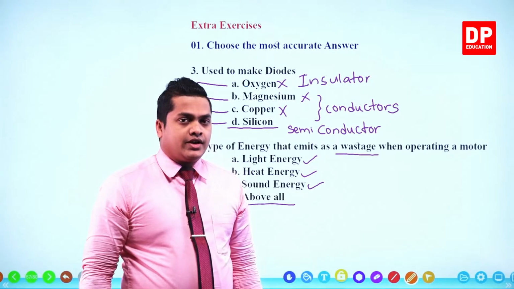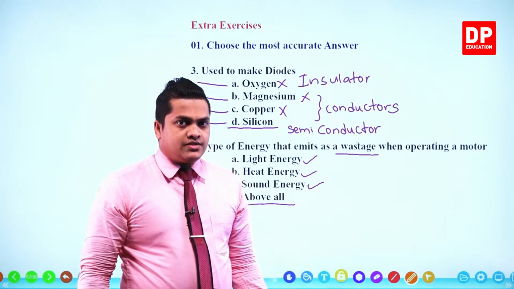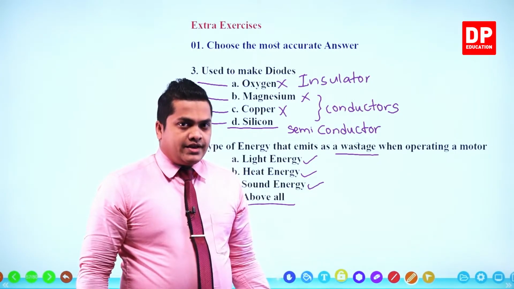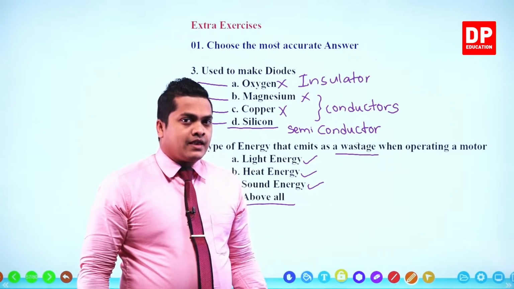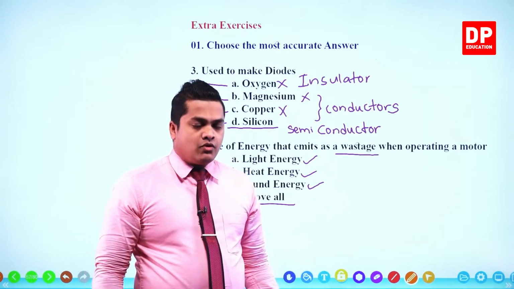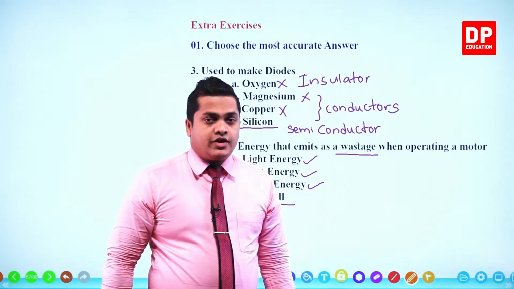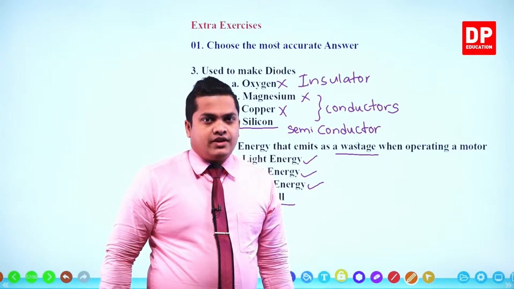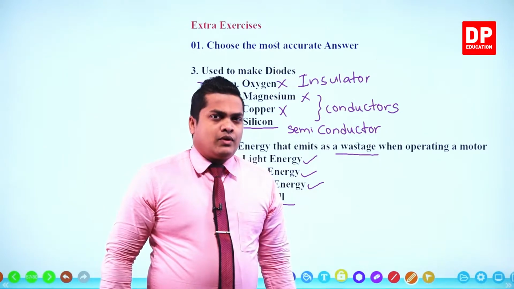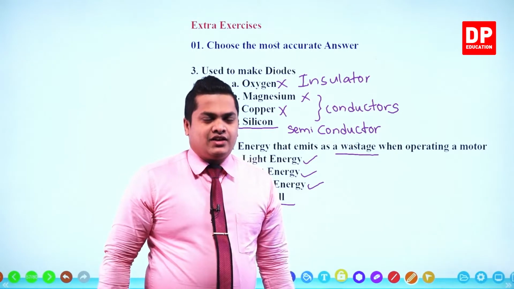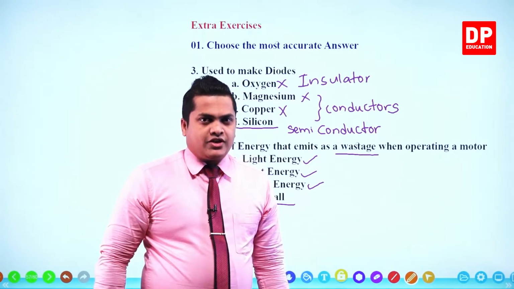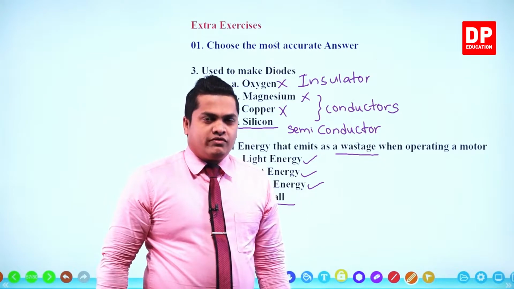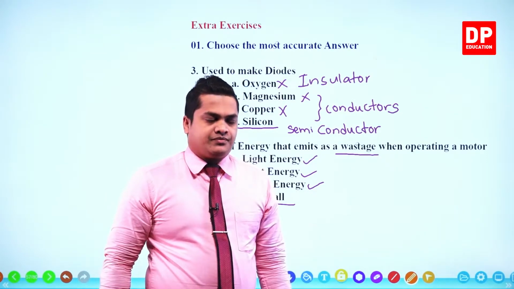Heat energy is also getting created due to resistance. Light energy is also getting generated due to sparks. And sound energy is also getting generated due to vibrations. So all of these energies are wastes. So what is the main type of energy that we utilize in a motor? That's the kinetic energy, right? Because of the rotation. Rotation means movement. Movement means kinetic energy. Right then.